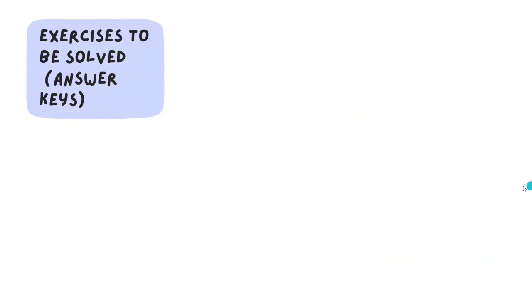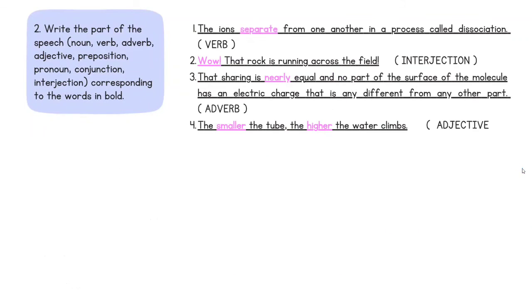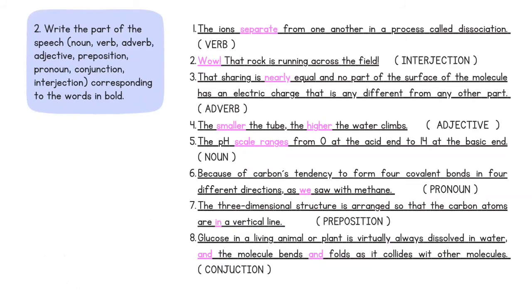How did it go? Easy, right? Let's do one more exercise. Now, you can pause the video and go to answer this exercise. Okay, we can check it now. Number 2. Write the part of speech, noun, verb, adverb, adjective, preposition, pronoun, conjunction, or interjection, corresponding to the words involved. Number 1. The ions separate from one another in a process called dissociation.